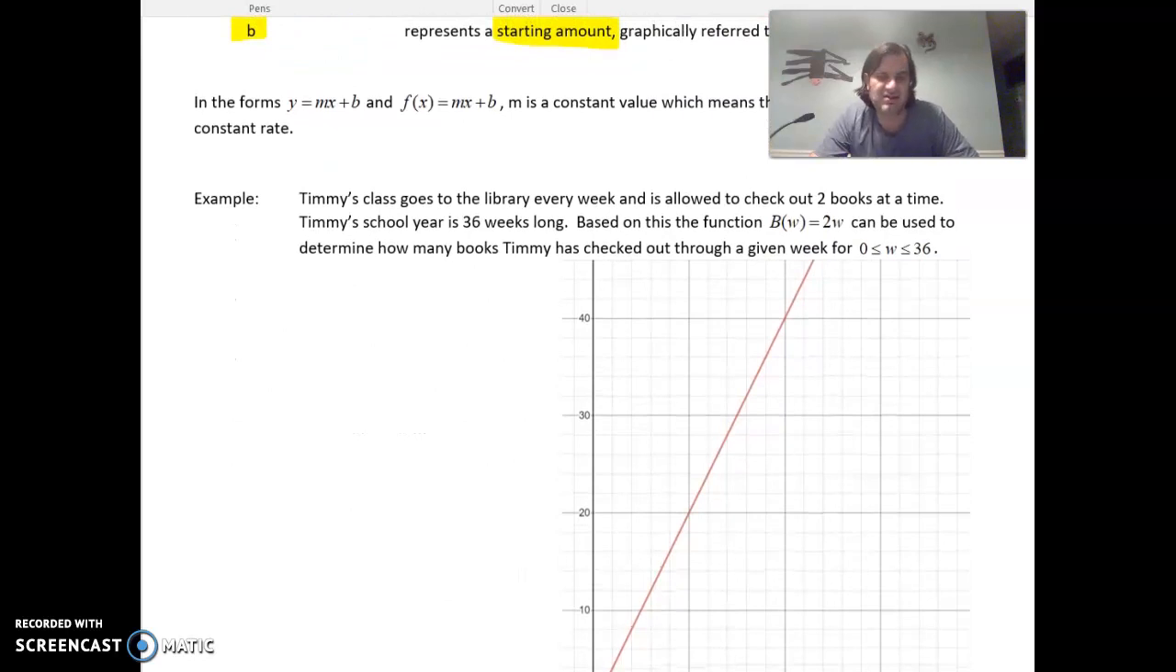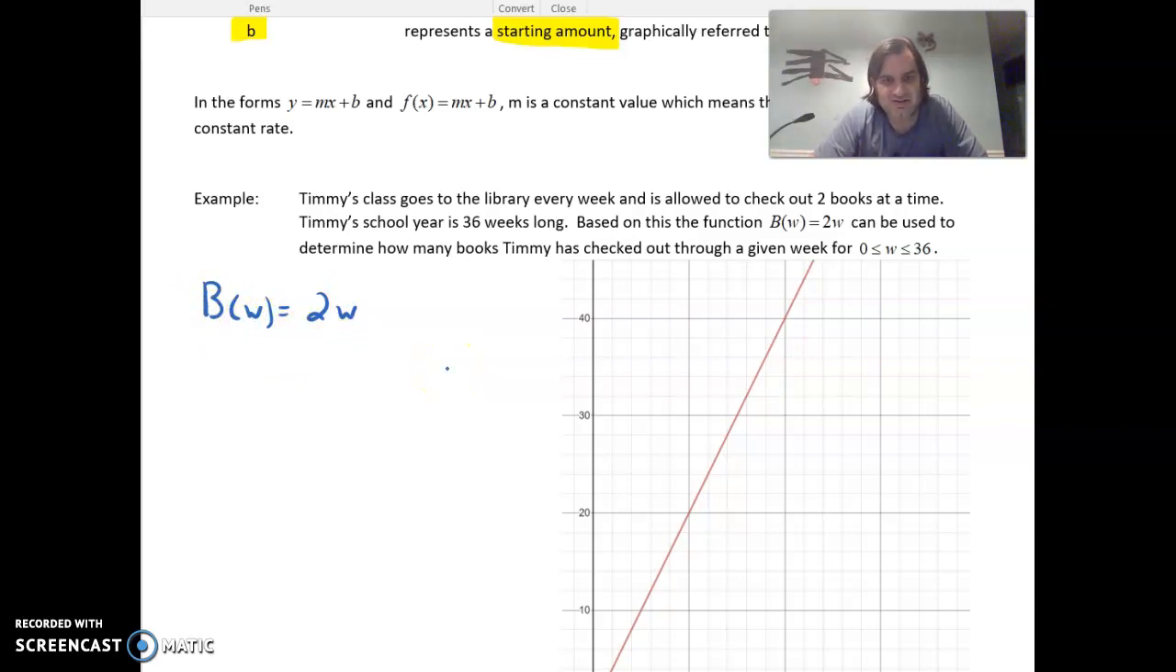So let's go through an example of a function and talk about everything that's happening. Timmy's class goes to the library every week and is allowed to check out 2 books at a time. Timmy's school year is 36 weeks long. Based on this, the function, let's write it down while we're here, b of w equals 2w. I chose to call it b for books and w for weeks.